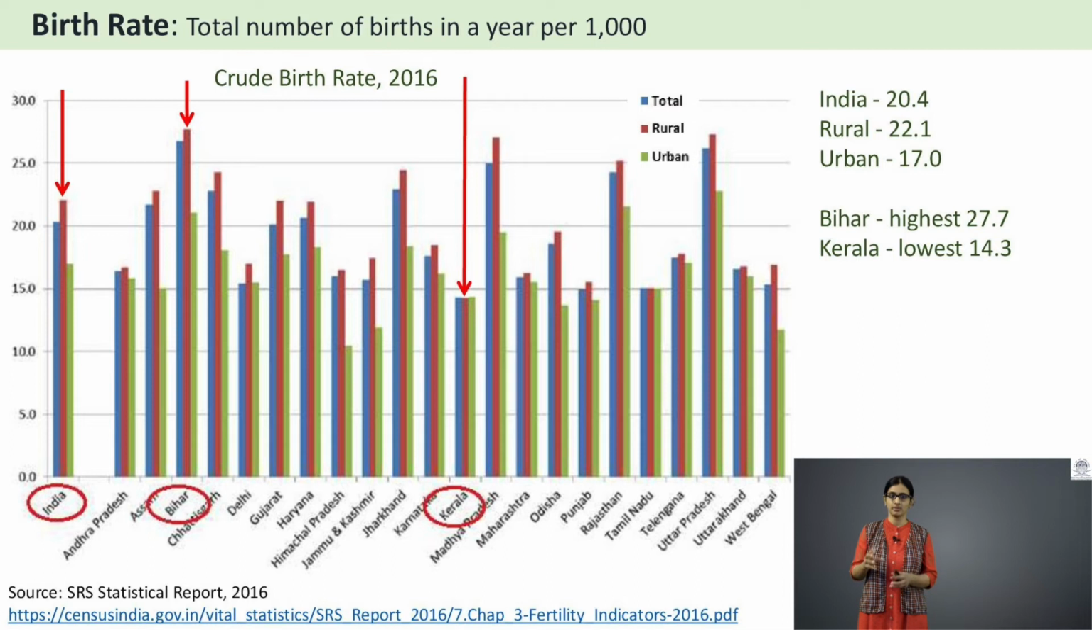If you look at the first bar, which is total figures for India, the birth rate stands at 20.4. For rural areas, that is the red bar, 22.1, and the green bar for urban areas is 17. Among the states, we see that the state of Bihar has the highest birth rate for rural areas, and Kerala has the lowest birth rate in rural areas.